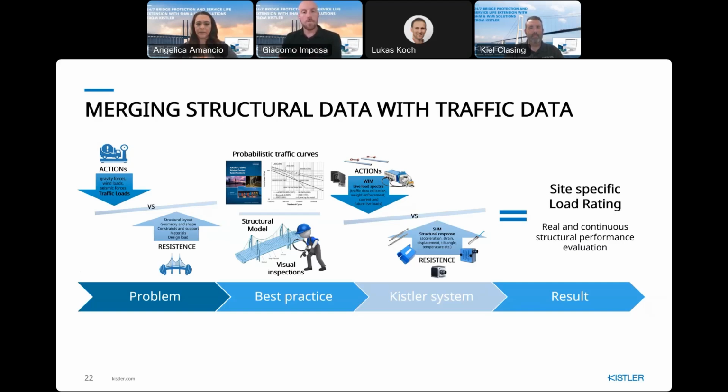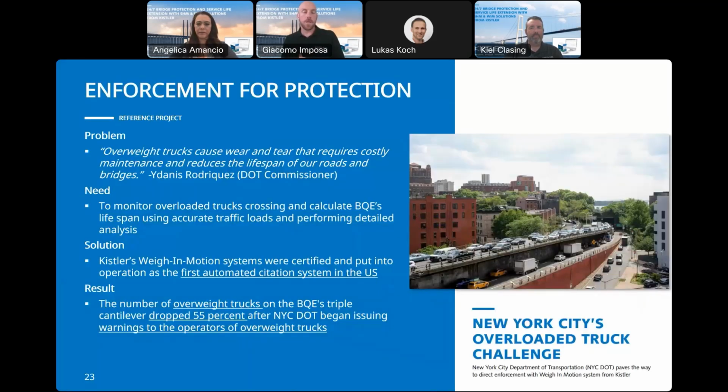To prove this methodology, we have a couple of success stories. Basically, we can show the first, enforcement for protection. This site is really famous in New York, the Brooklyn Queens Expressway. It is one of our success stories, and basically with our weighing motion, the New York City DOT was able to reduce the number of overweight trucks by more than 60%. Imagine that in this critical and pivotal connection in a city like Manhattan, you cannot stop the traffic, but you need to put some limits, and you need to keep the bridge open.